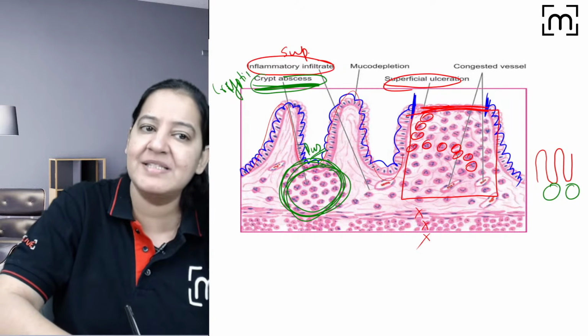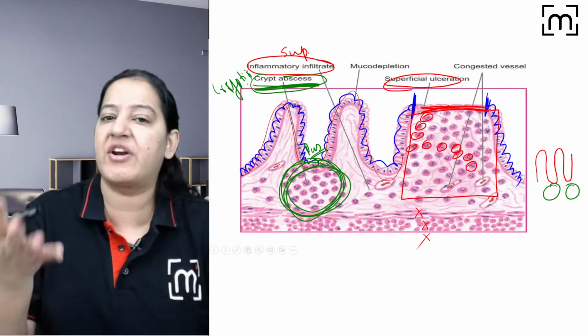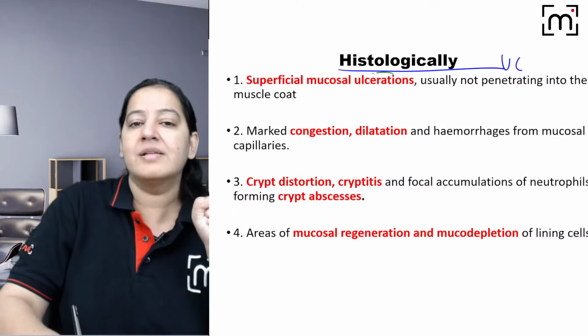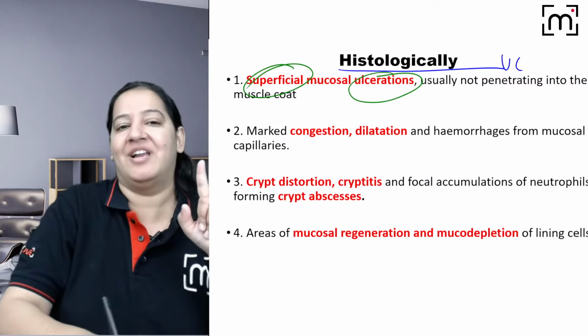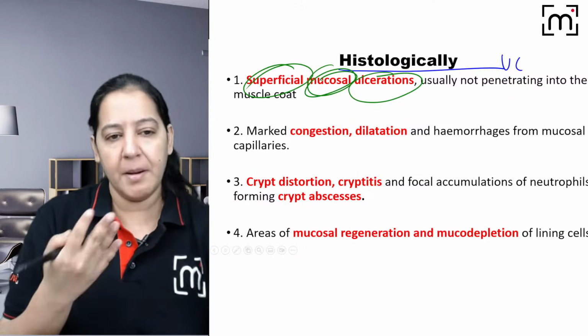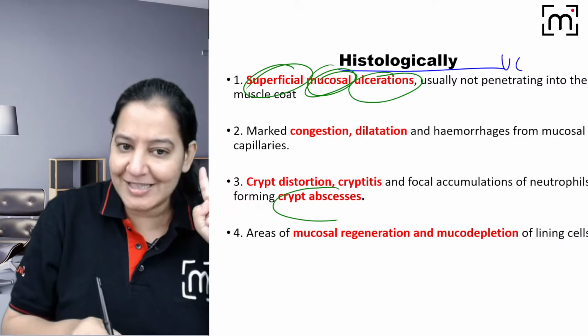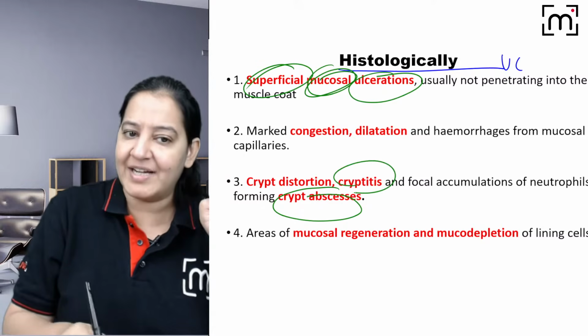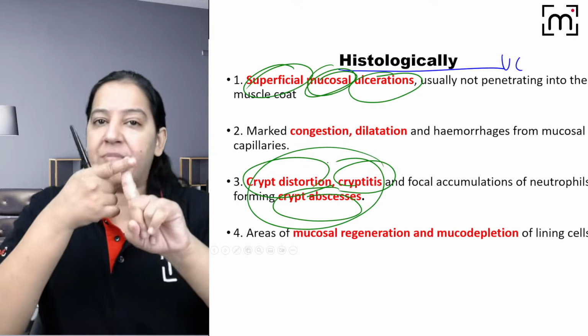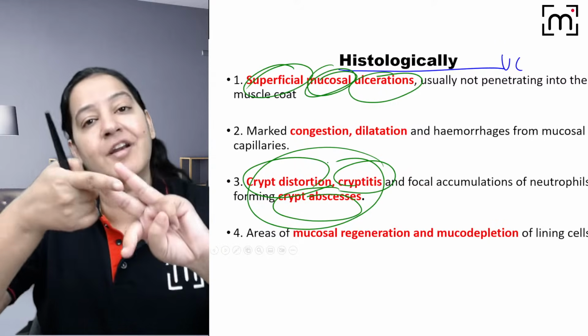Cryptitis. Itis means inflammation, so cryptitis or crypt inflammation is a feature. These are the features of UC. The ulcer is present, but it is superficial, only in the mucosa, not in the deep layers. Number 2, crypt abscess is present, because of which cryptitis or crypt distortion is there. So all these findings are related to UC: crypt abscess, cryptitis, crypt distortion.